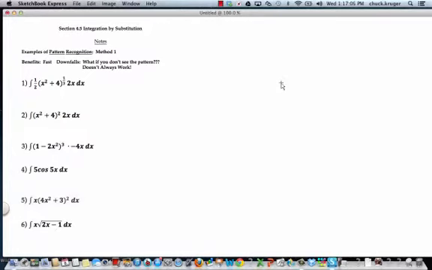Hi, we're doing section 4.5, integration by substitution, and the first part of the notes is we're going to look at two methods, one called pattern recognition and the other, method 2, which will be another video, will be on substitution. The benefit of pattern recognition is that it's very, very fast. The downfall is you may not always see the pattern, and to be honest with you, sometimes it doesn't work. And so the other method, our substitution method, is going to have some advantages dealing with that.